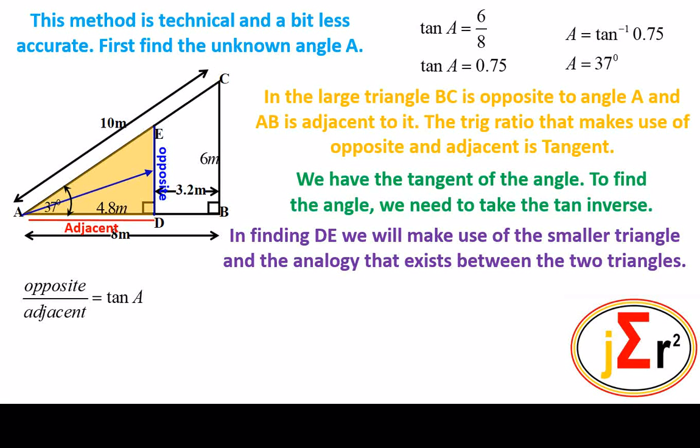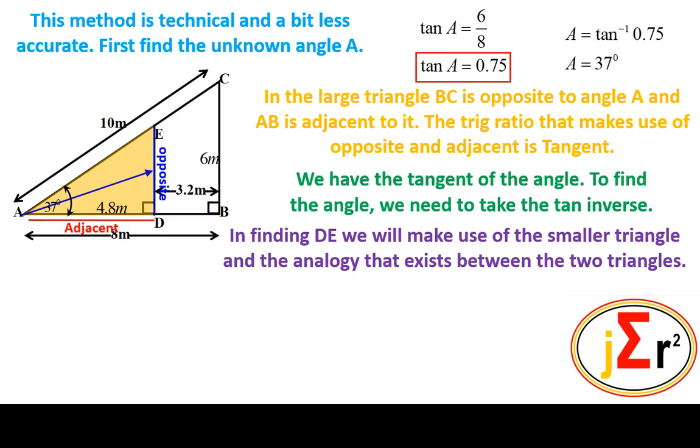Opposite over adjacent. What is opposite? Opposite on this occasion will be DE, and the adjacent will be AD, which is known to be 4.8 meters. Tan A is equal to 0.75. This is what I mean when I said that we did not have to actually calculate the angle.